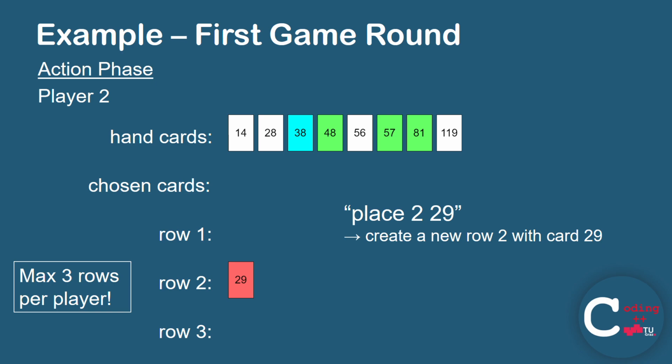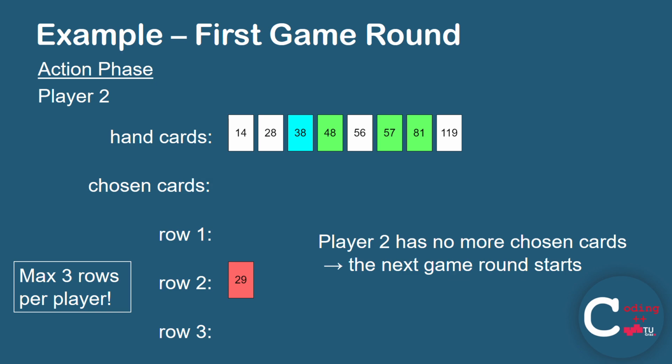Since row 2 didn't exist previously, a new row is created with card 29. Player 3 also can create a maximum of 3 rows during the whole game. So now player 2 has no more chosen cards. This means the action phase has ended and the next game round starts, once again with the card choosing phase, as I explained before.